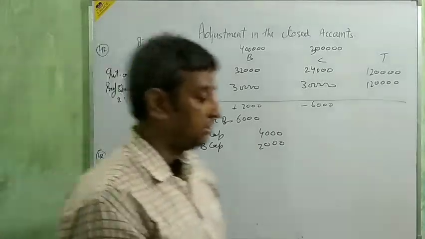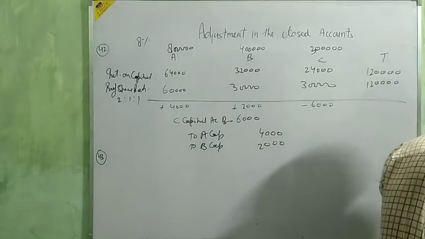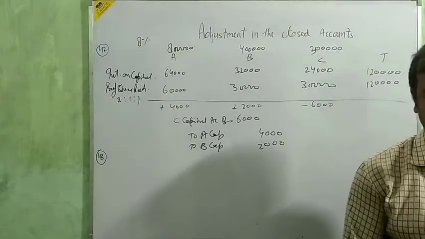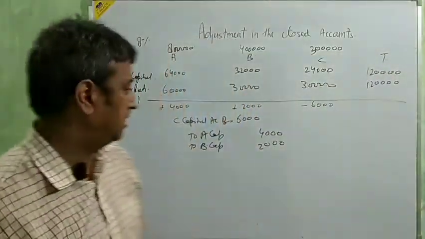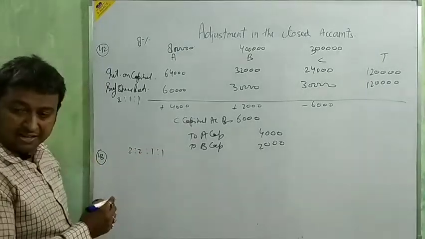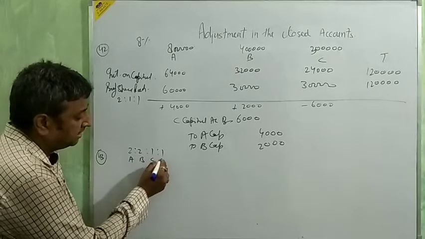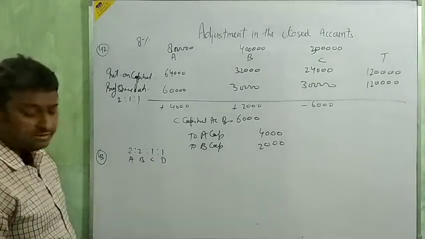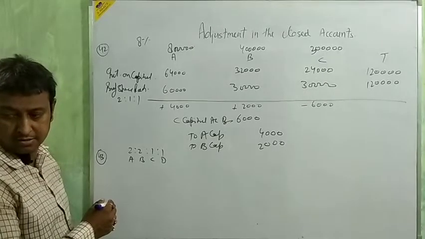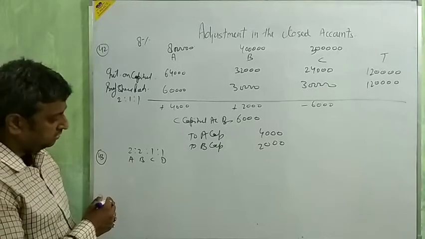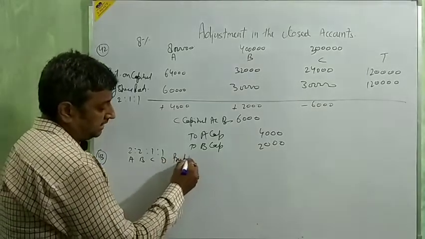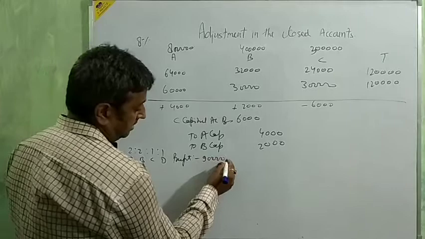Okay, 43. A, B, C and D are partners sharing profits in 2:2:1:1. They distributed the profit. Four partners there, A, B, C and D. Capital 9 lakh total. The profit of the year ending 31st March 2020 is 9 lakh. It's a profit of 9 lakh, okay.